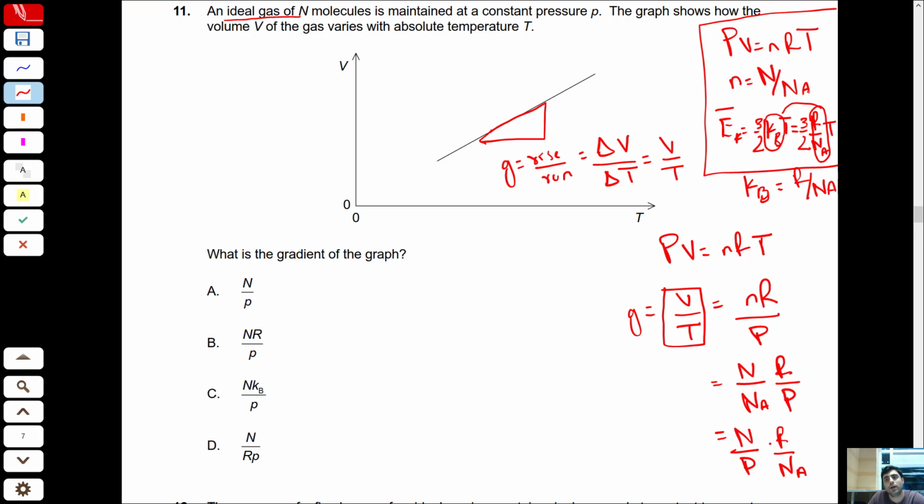There's a 3/2 on the left, and there's a 3/2 on the right also. So compare left terms with the right terms. Left, right, left, right. So in that case, KB is equal to R over Na. So this equation is true.